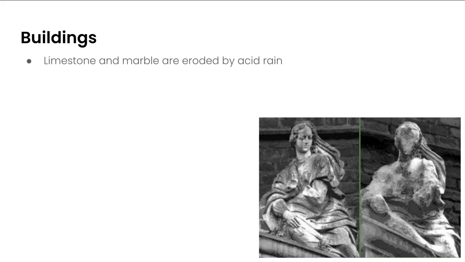All right, buildings. So a lot of buildings are composed of limestone and marble. And you can see some of the damage of acid deposition over time on this particular statue here. If you look at the details on the left, you can see they're quite clear. And then over time, this is what's happened with acid deposition, is that it's actually eroded that limestone or marble away by that acid rain.